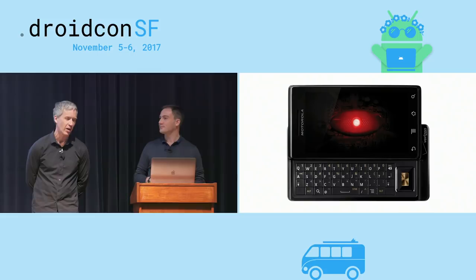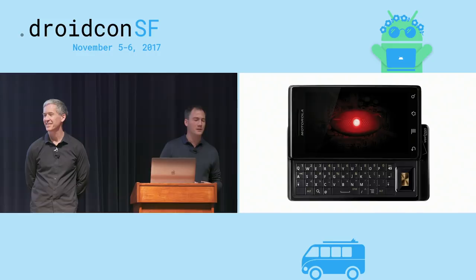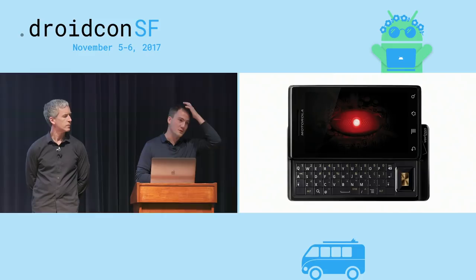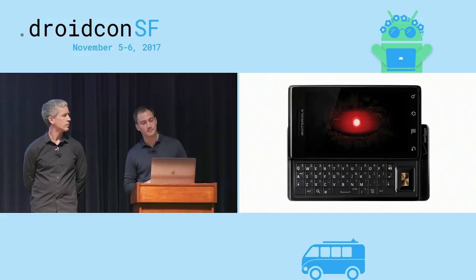And that was our first HDPI screen. If I remember correctly, the resolution was 800 by 480. There was finally time to use those -hdpi qualifiers. We also introduced turn-by-turn navigation in Google Maps.